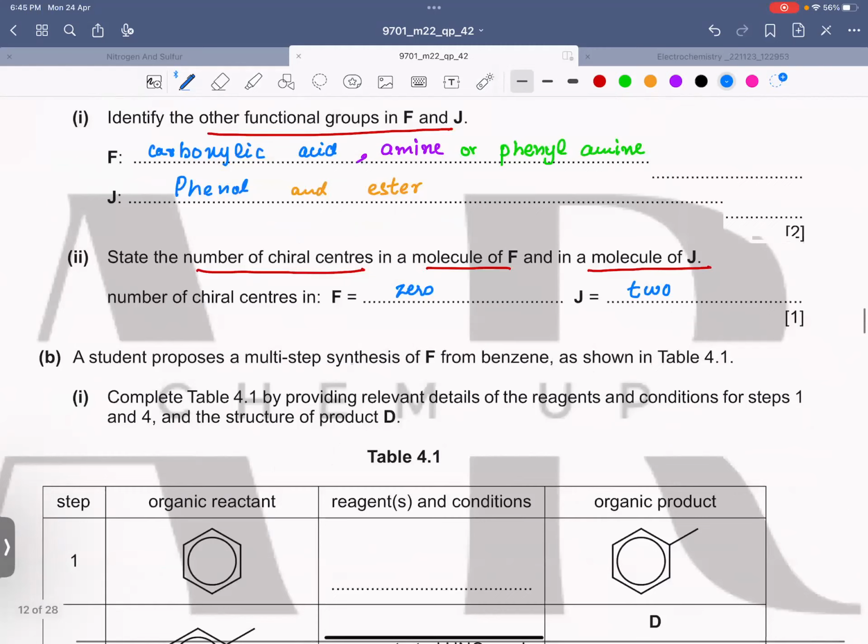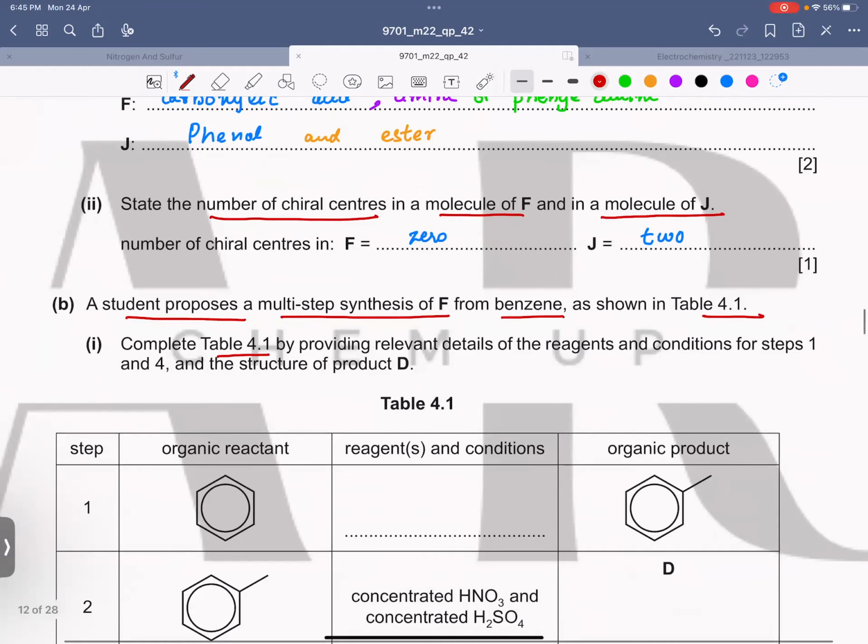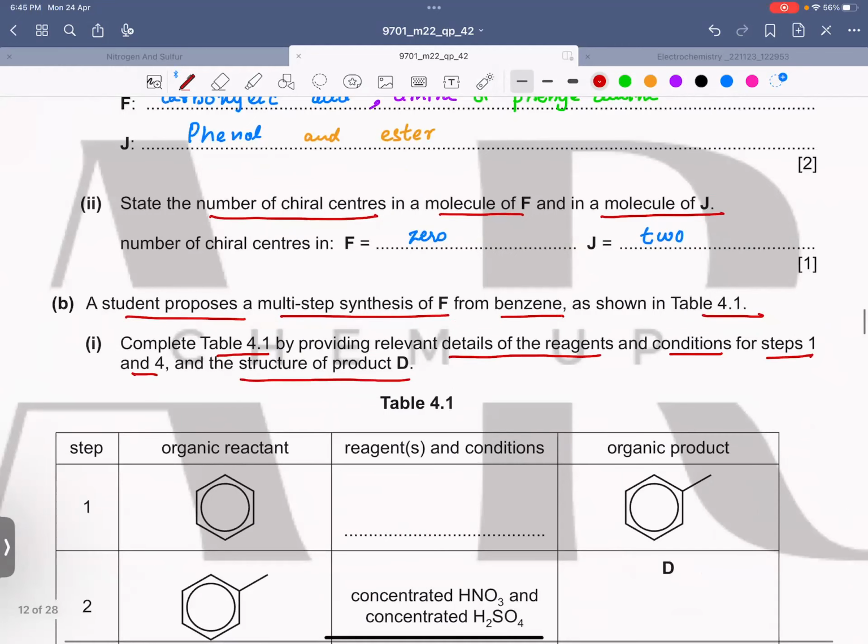Now part B. A student proposes a multi-step synthesis of F from benzene as shown in table 4.1. Complete table 4.1 by providing relevant details of the reagents and conditions for step 1 and step 4 and the structure of the product D. I think for step 1, everyone can figure out the reagent and the condition.